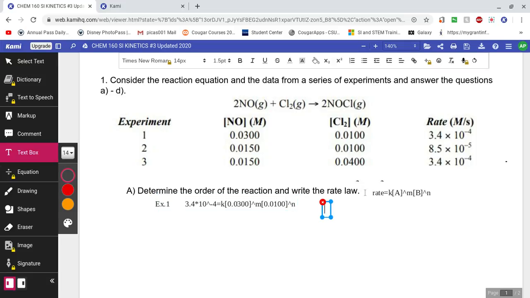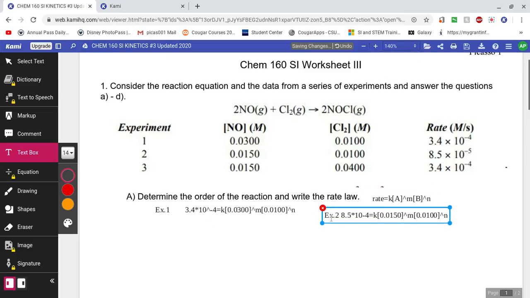With that being said, let's write the other two experiments. So let's again do experiment 2: 8.5 times 10 to the negative 5 is equal to k, and then the concentration for NO in experiment 2, which is 0.0150, to the power of m, times the concentration of Cl2 in experiment 2, which is 0.0100, to the power of n.